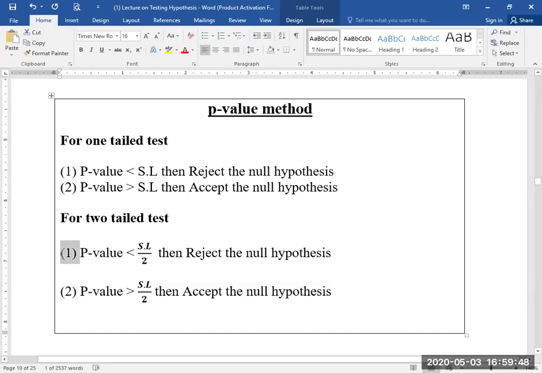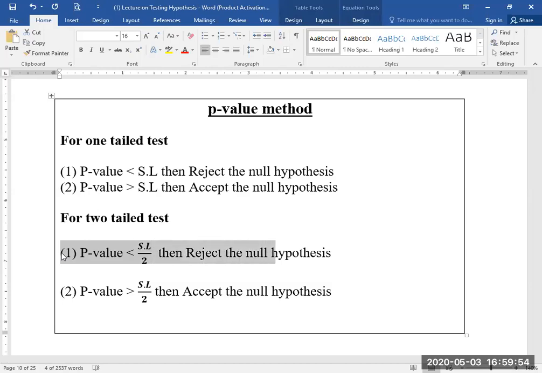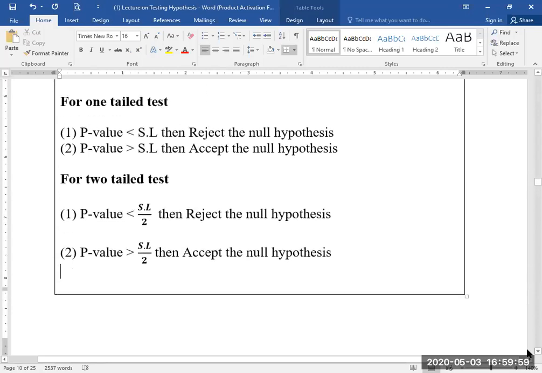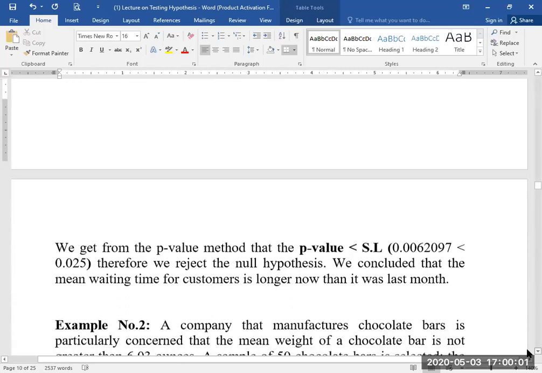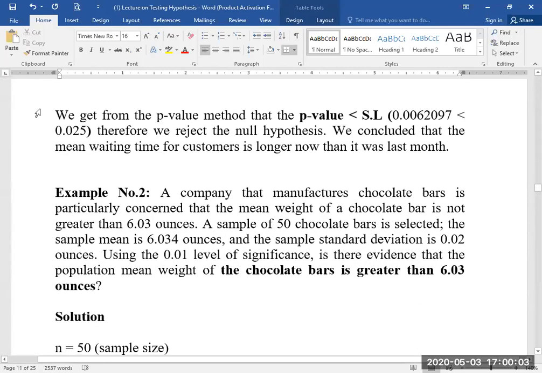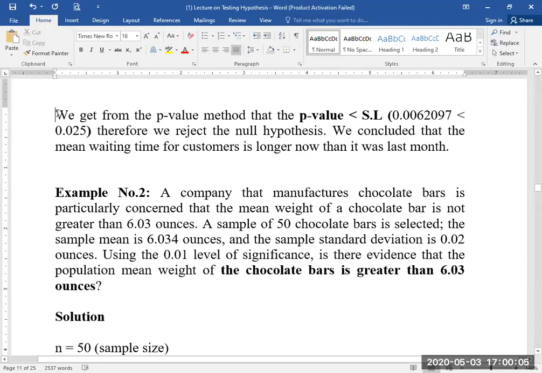Objection point number 1 was, if p-value is lesser than significance level divided by 2, then reject the null hypothesis. Okay student, I have obtained what we have obtained in this para, I have explained. We get from the p-value method that p-value is less than significance level.